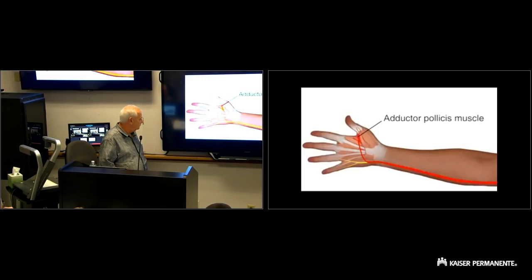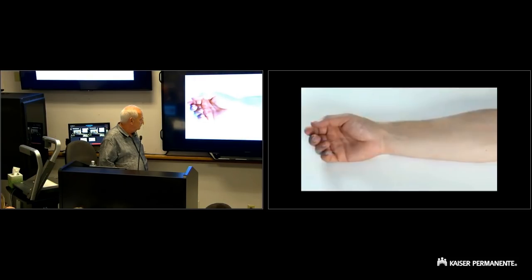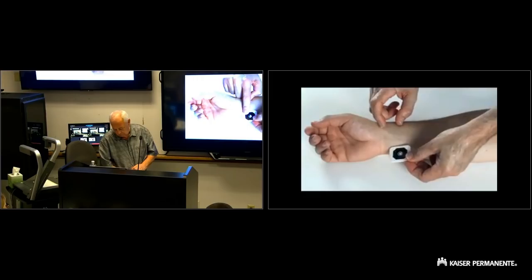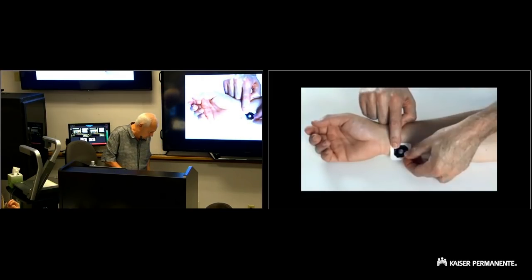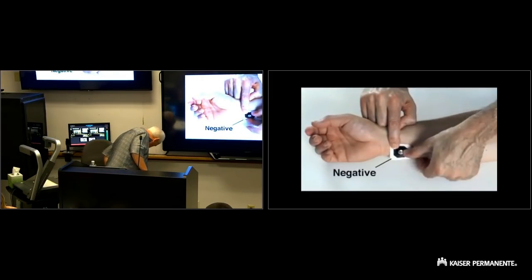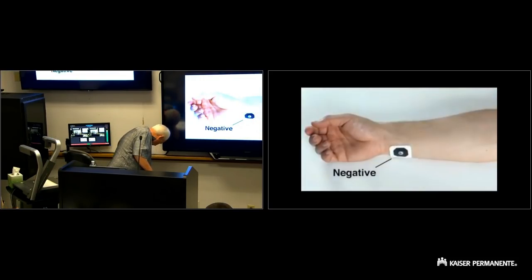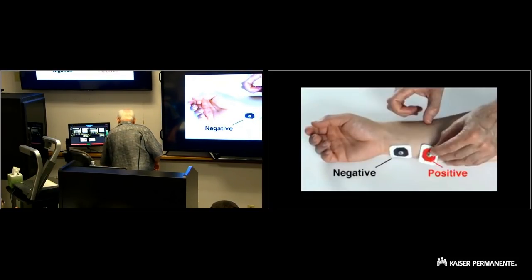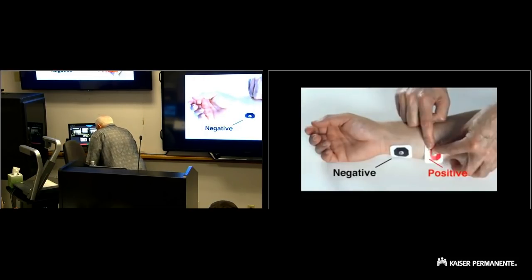To monitor the adductor pollicis muscle, place stimulating electrodes on the anterior surface of the forearm along the ulnar nerve. Place the distal negative electrode 2 centimeters proximal to the wrist crease and place the positive electrode along the ulnar nerve 3 to 4 centimeters proximal to the negative electrode.